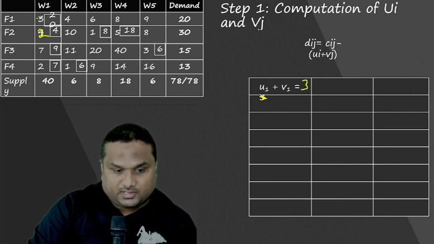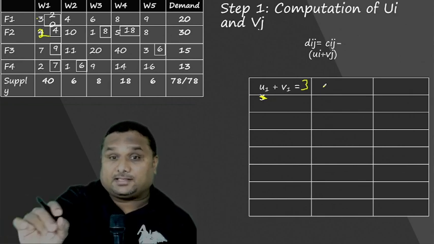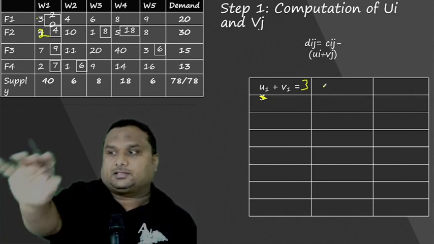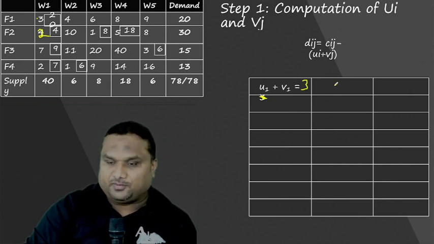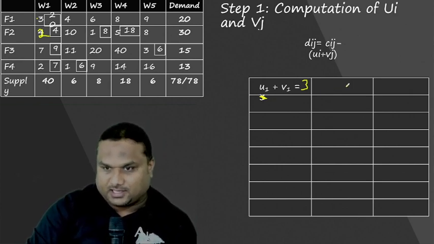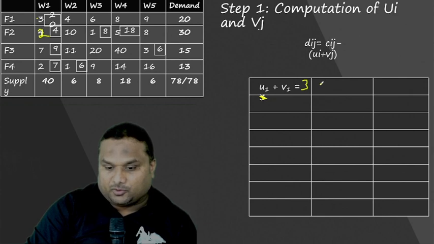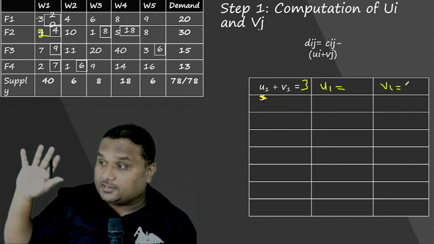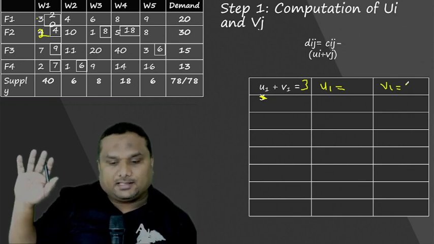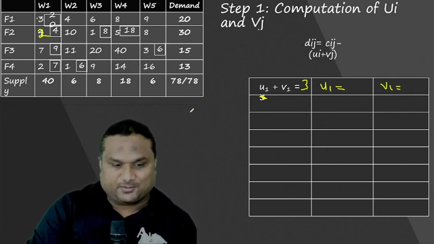This is U1, this is V1, correct? Now I am just writing. Do you want to get the answer in 5 minutes, or in 60 minutes? If you want to get the answer in 5 minutes, you should follow some system, correct? I'm just writing U1 equal to, V1 equal to. It's a technique to get the answer in minutes, okay?